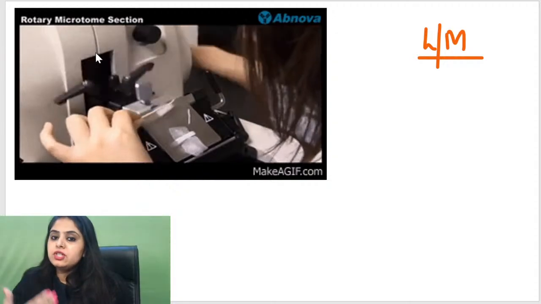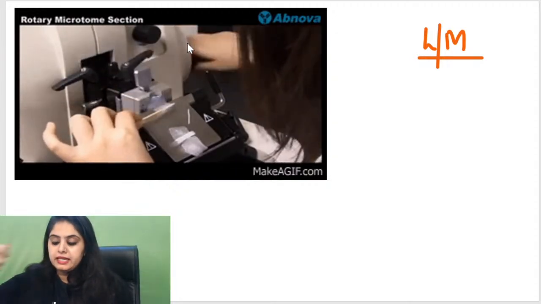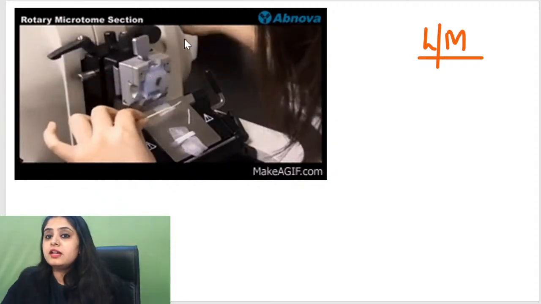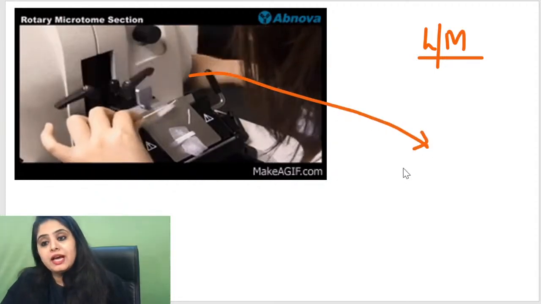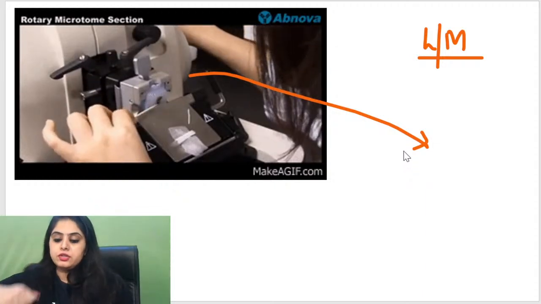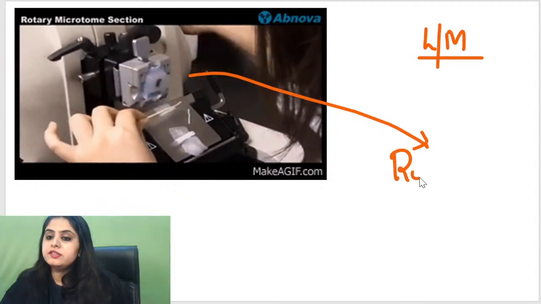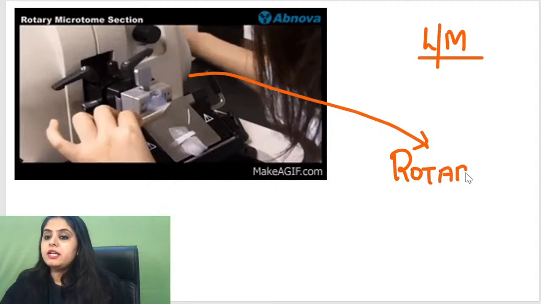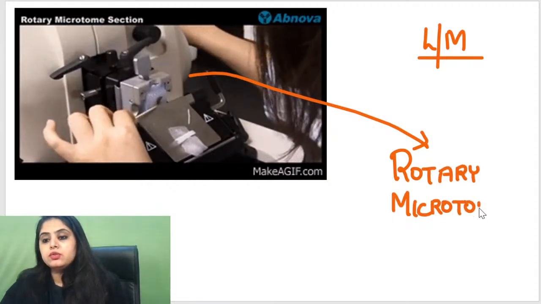What is this cutting machine called? This entire machine, can you see the technician is moving the blade round and round? What is this cutting machine known as? So this machine is known as, see, you're rotating, there's a wheel that you're rotating, then the cutting happens. So what is it? It's a rotary microtome.